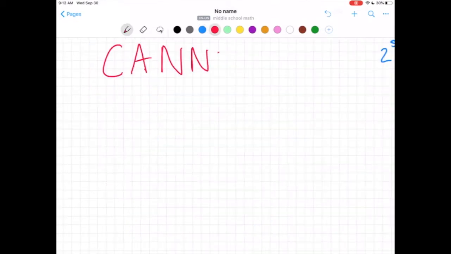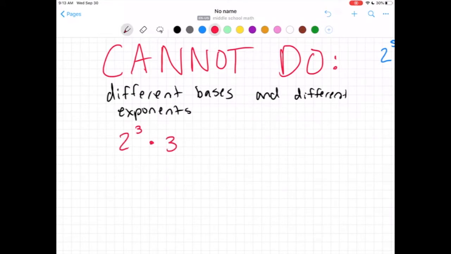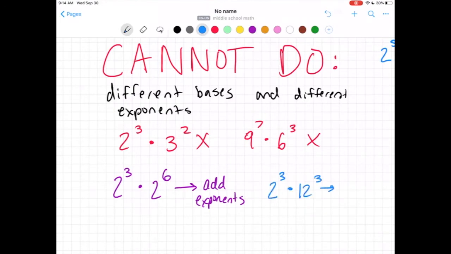So here are some things that you cannot do. When you have different bases and different exponents, you cannot do either of the powers. So for example, 2 to the third times 3 to the second, and 9 to the 7th times 6 to the third. Those are different bases and different exponents, so you cannot do anything about those. If you had 2 to the third times 2 to the 6th, then that's when you add the exponents. Or if you have 2 to the third times 12 to the third, that's when you multiply the bases.